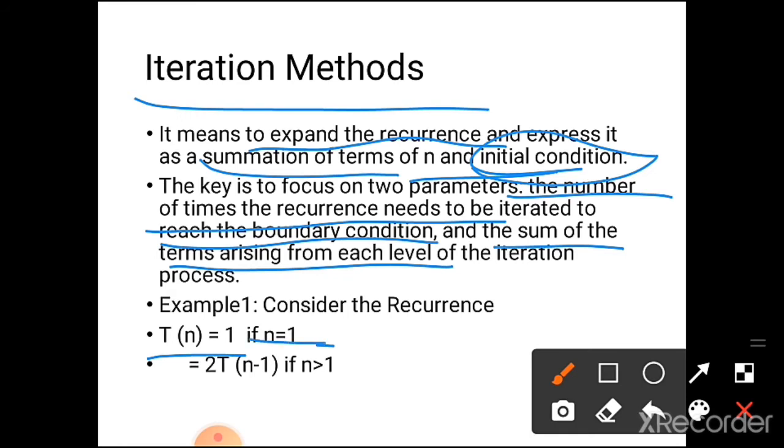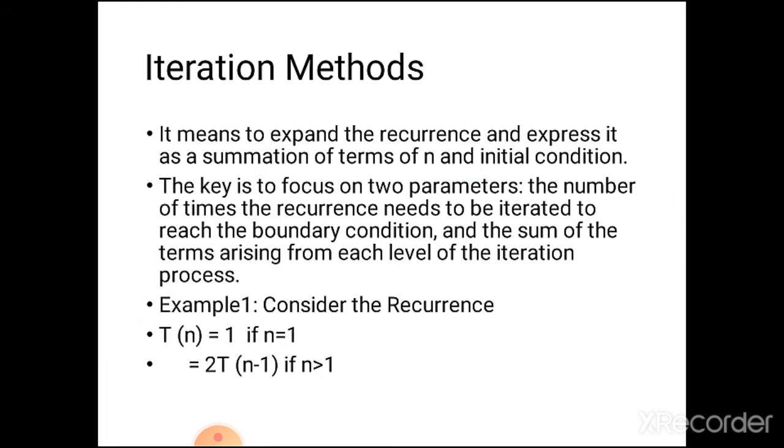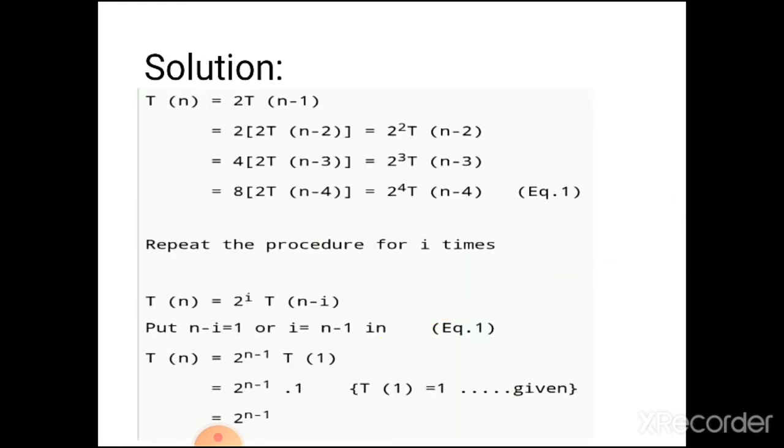If a recurrence relation is given here, and the input size n is equal to 1, there is only a single element, then the time required to execute that single element is 1. If n is greater than 1, if more than one element is present in that algorithm, then it will take a time of 2t(n minus 1). Then how will we solve it? Using the iteration method, that will be discussed next.